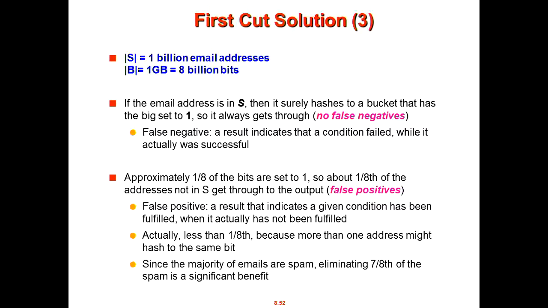Remember the problem we are trying to solve is to filter out spam email addresses. The majority of the emails are spam. So by doing this filtering, we are able to eliminate 7/8 of the spam. That's kind of an acceptable result, right? It's still a significant benefit. We eliminate most of the spam based on these bit arrays and hash functions.